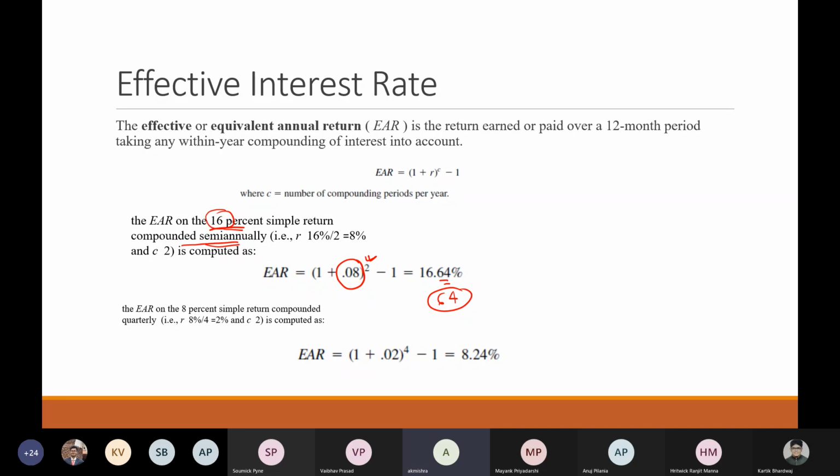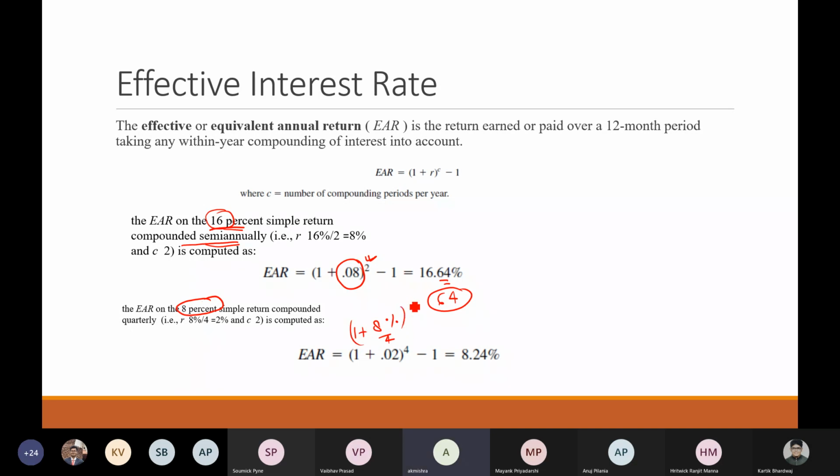And now let's say bank is offering you 8% interest on your deposit, and compounding is happening quarterly, means in a year 4 times compounding will happen. So your effective interest rate will be 1 plus 8% by 4.